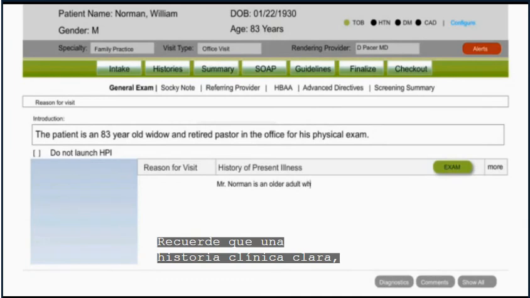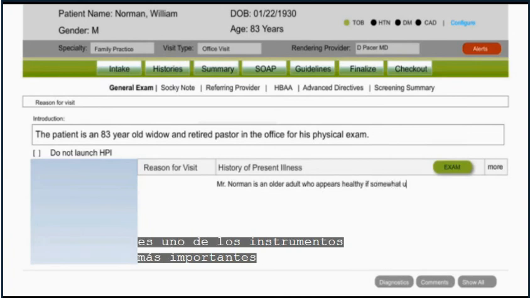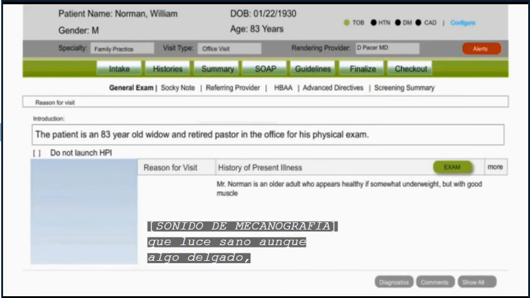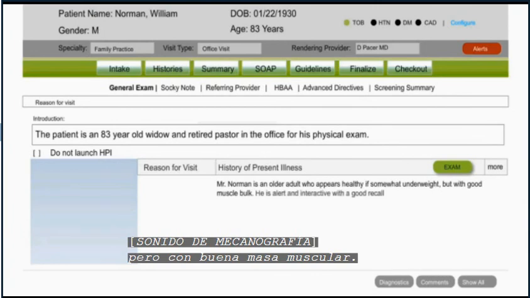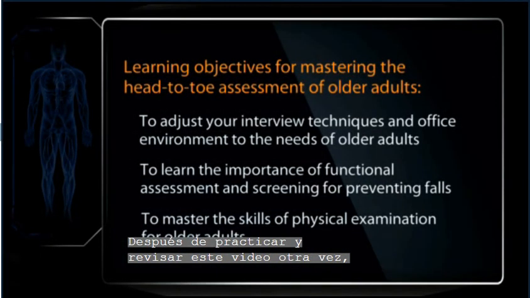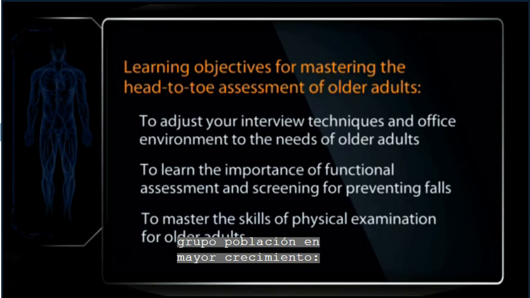Remember that a clear, well-organized clinical record, employing language that is neutral, professional, and succinct, is one of the most important adjuncts to patient care. Mr. Norman is an older adult who appears healthy if somewhat underweight, but with good muscle bulk. He is alert and interactive with a good recall of his life history. After practice and further review of this video, make sure you have mastered the important learning objectives for examining the fastest growing segment of our population, older adults.